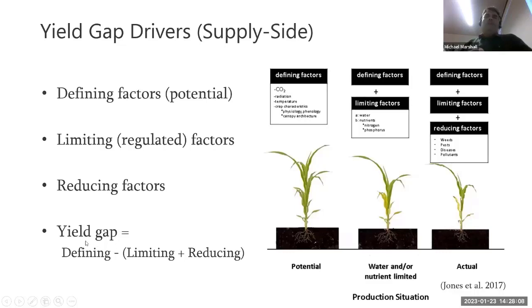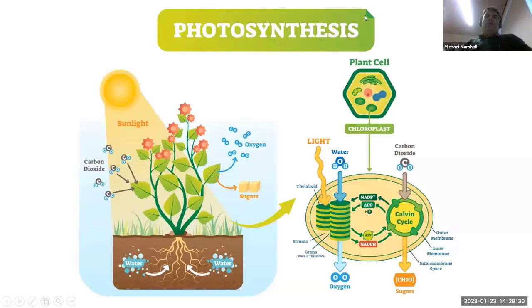And so you can see, as I said, the yield gap is the defining or potential yield minus the limiting plus the reducing factors. So this is a basic overview of most of the crop yield models that we use, what we call process-based, not data-driven like machine learning. That's a different category of modeling. So we don't look at the reducing factors.